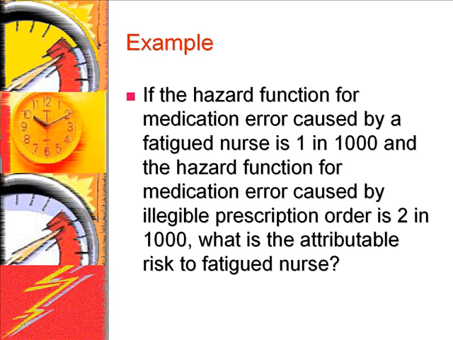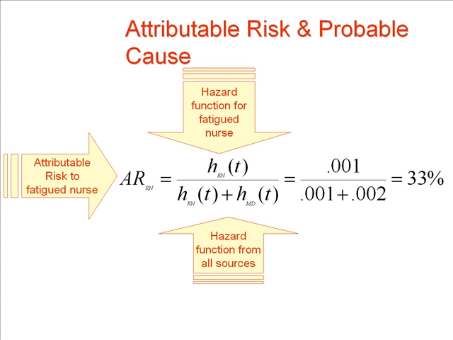If the hazard function for medication error caused by a fatigued nurse is 1 in 1,000, and the hazard function for medication error caused by an illegible prescription order is 2 in 1,000, what is the attributable risk to the fatigued nurse? Using the formula for attributable risk, we calculate this as the ratio of the nurse's hazard rate over the total hazard rate. In this case, it is 33%. In contrast, 66% of the medication error risk is attributable to the physician's poor prescription writing skills.